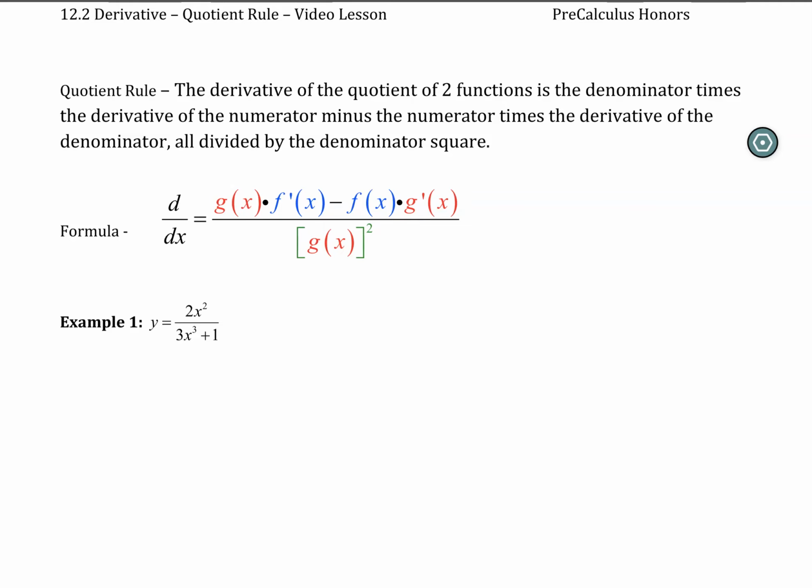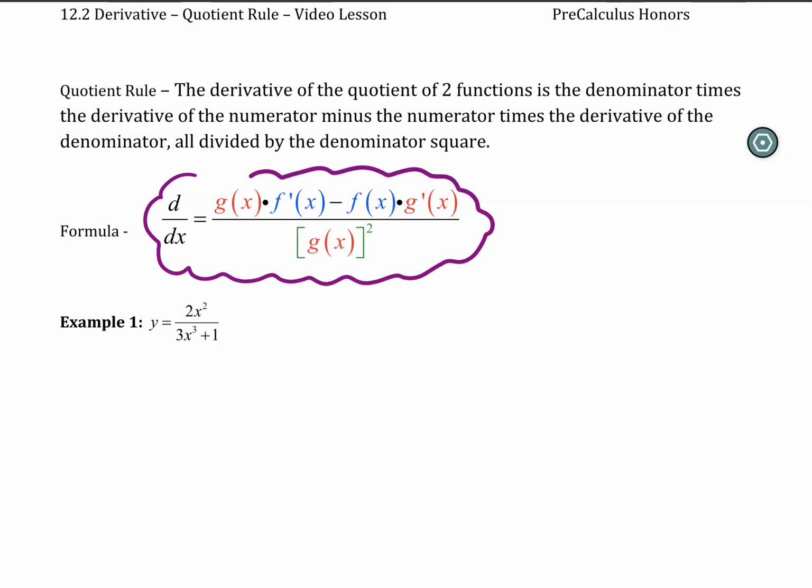Video lesson 12.2, derivatives. This is going to focus on the quotient rule. So when doing the quotient rule, first off, it's dealing with two functions, and we're going to take the denominator. It's going to multiply by the derivative of the numerator minus the numerator times the derivative of the denominator, and the whole thing's going to be divided by the denominator squared. So the formula looks like this.